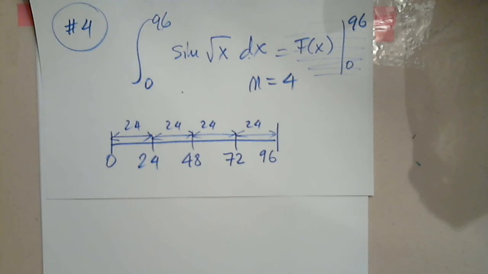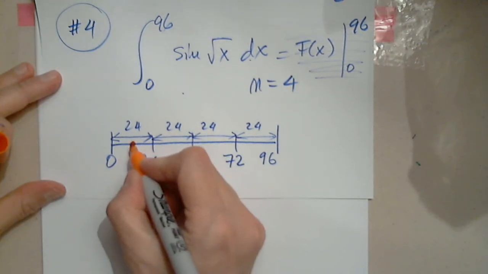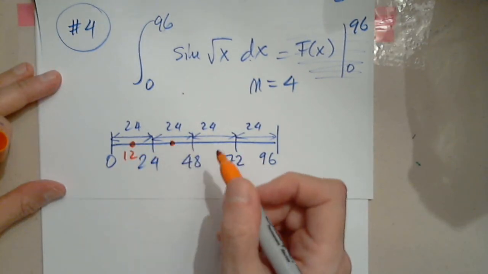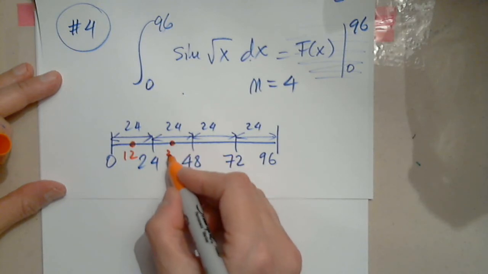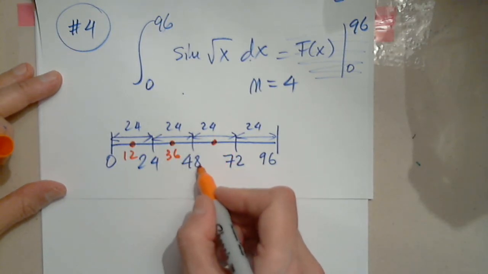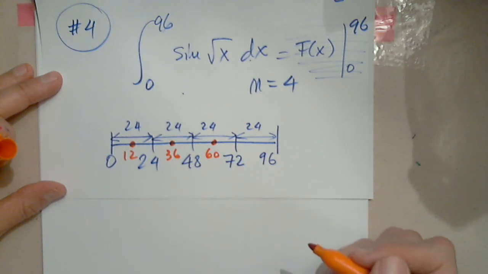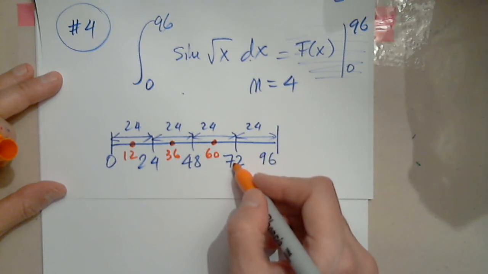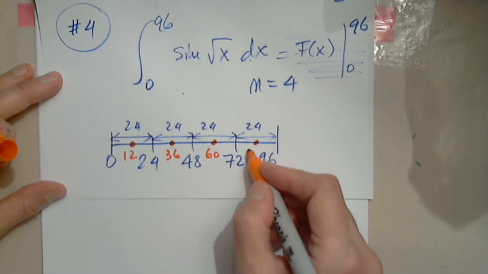We're asked to use the midpoint. The midpoint will be 12. The midpoint will be 24 plus 12. The midpoint will be 48 plus 12. The midpoint will be 72 plus 12. The midpoint, 84.